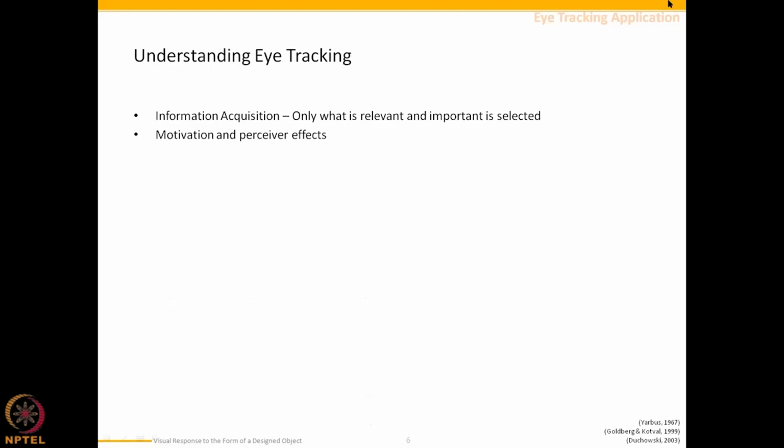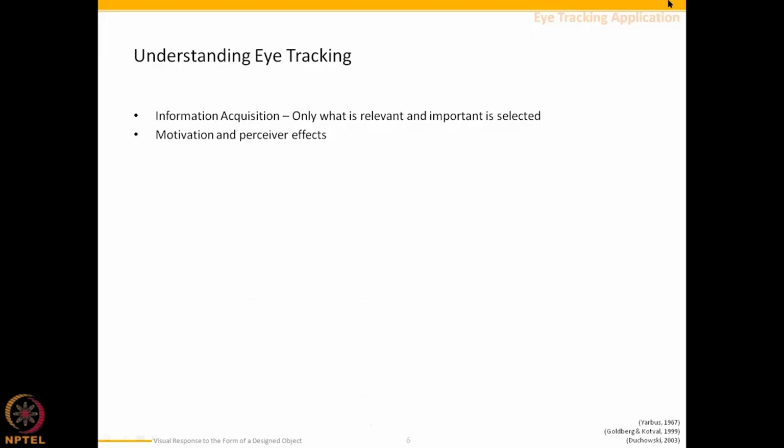So why eye tracking? Why did I go with eye tracking? So there were many methods that I could use to extract the information why a certain thing was looked at in a certain way, typical, atypical, novel.